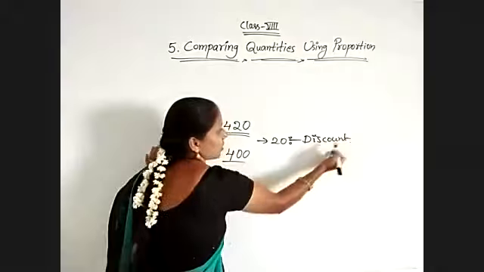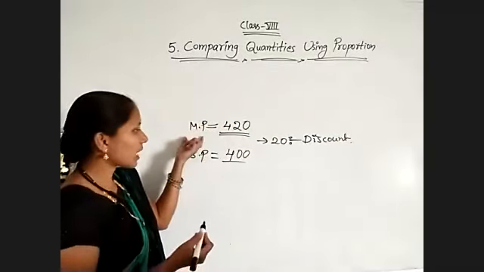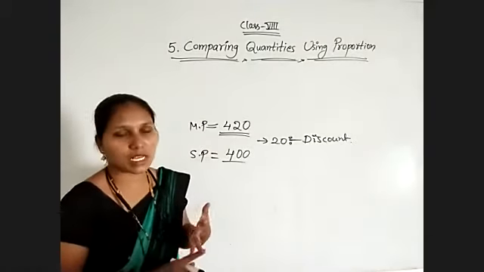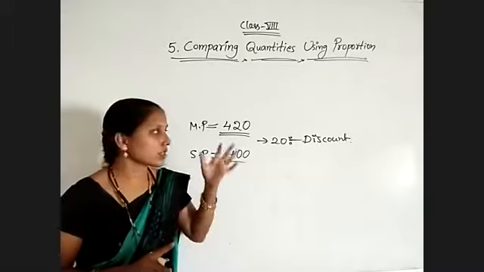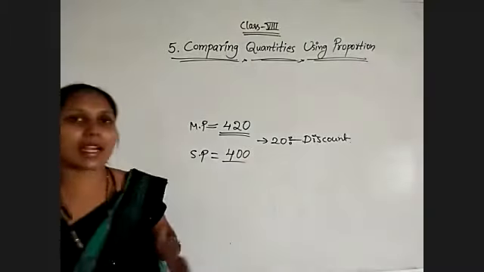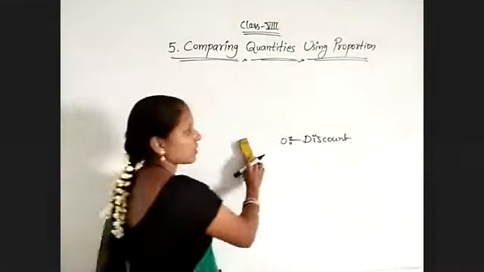So to find out discount, depending on these three terms, discount, market price, selling price, and discount percentage, we have several formulas. While we are simplifying the questions, we have to use those formulas. And I have given them, so once again I am writing the discount formulas. After that I'll explain about profit and loss.